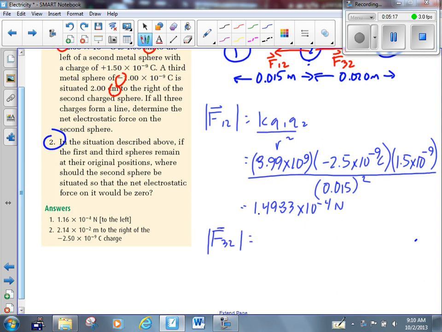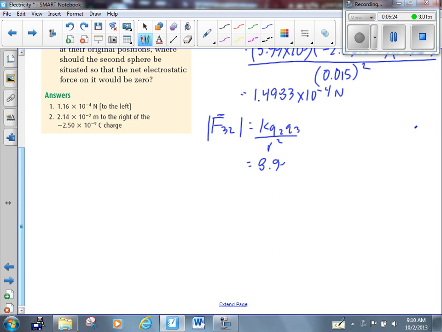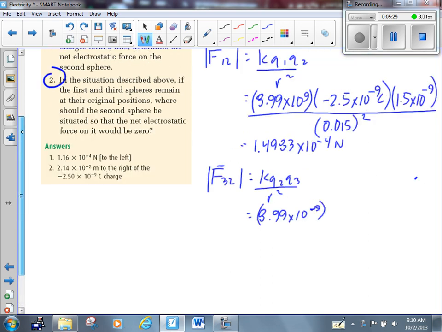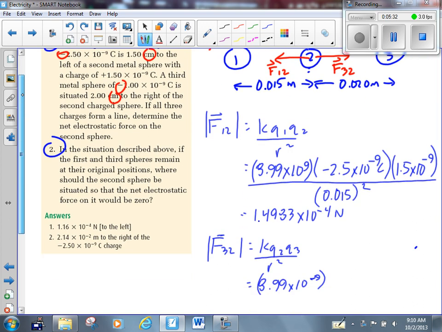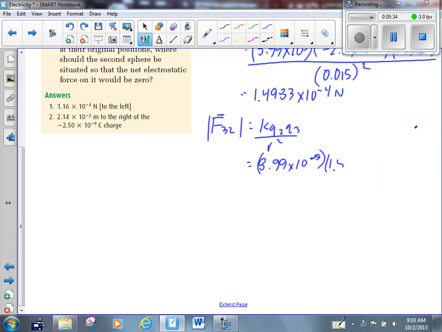It's k Q2 Q3 over r squared, where k is the constant. What do we get for the value of Q2? It was 1.5 and 1.0. That was a negative 1.0 times 10 to the minus 9, but remember what we said? We're dropping the sign of the charge whenever we plug it into an equation. For us, the sign of the charge is only going to be used to determine whether it's attractive or repulsive, not in determining whether it's right or left.